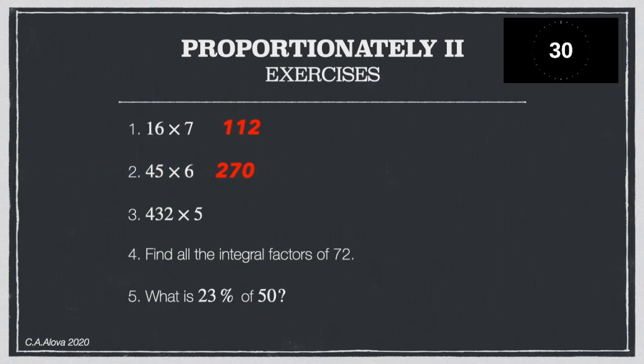Number 3, so we have 432 times 5. Again, what we're going to do simply is have this 3 and put a 0 at the end, or move the decimal place going to the right once. So we have 2160. And what are the factors or the integral factors of 72?